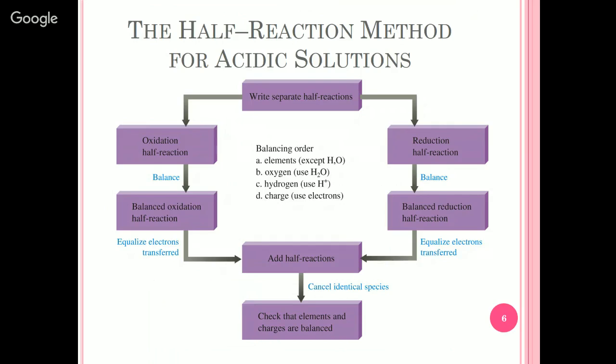So if you've done this and you find that you do not have an equal number of electrons, you have done something wrong. If you've done this and your charges do not equal each other, or your atoms do not equal each other on either side of the arrow, something is wrong and you'd have to go back and fix it.